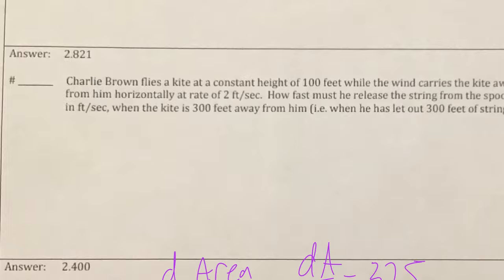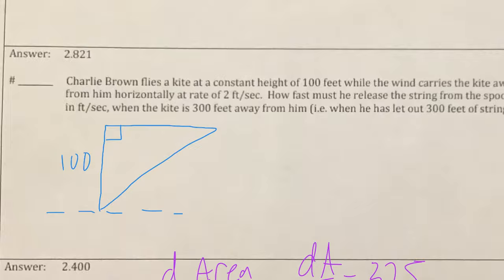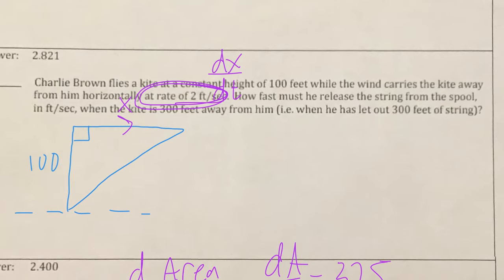Charlie Brown's flying a kite. Okay, so this is going to be a right triangle problem. So we're saying Charlie Brown is here on the ground, right? The kite was originally 100 feet directly above his head. I know that's not very correct, but the wind blows the kite in this direction. So dx/dt is changing the horizontal distance of the kite, at a rate of 2 feet per second, it says, horizontally. How fast must he release the string? Okay, that's this one, right?